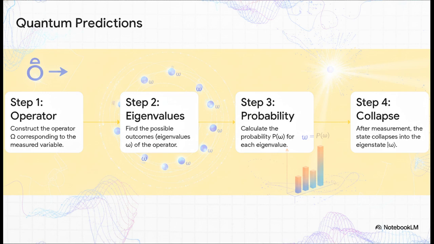In the language of math, they call this an operator. Step 2, the math spits out the only possible answers you can get. These are called eigenvalues, and you can't get anything in between. It's only these specific values. Step 3, you use that state vector we talked about to figure out the odds of getting each answer. And then step 4, the instant you measure, bam, the system is forced to pick one, and the whole state collapses into that single result.